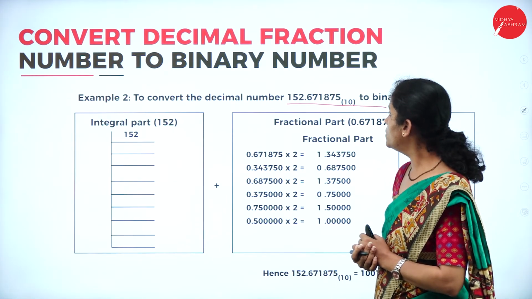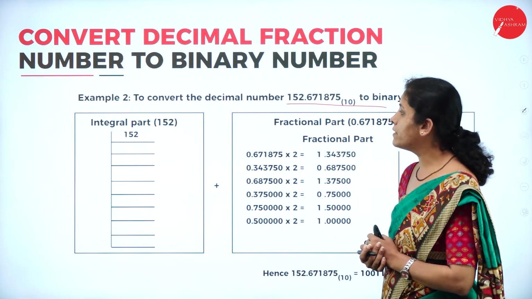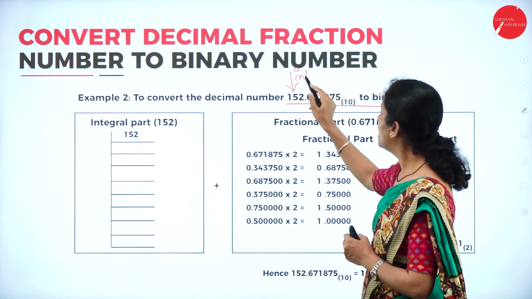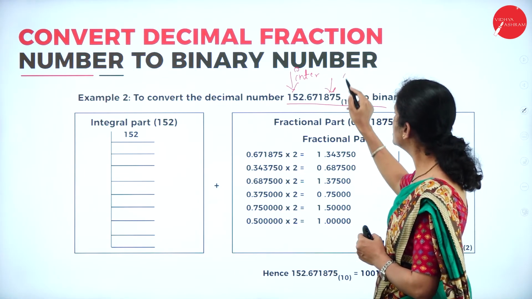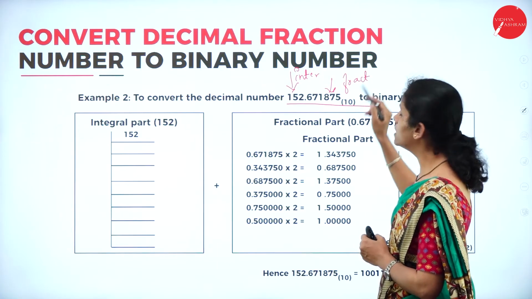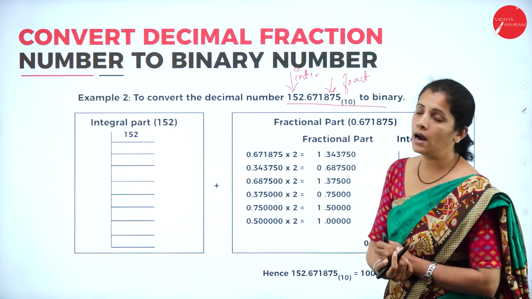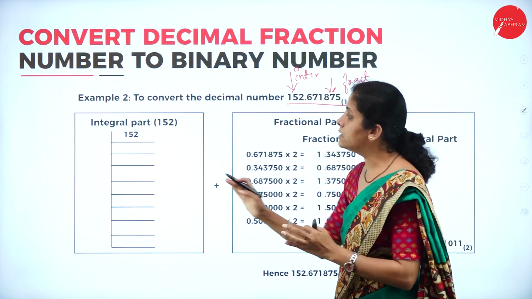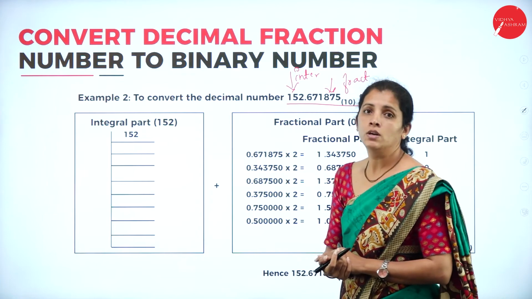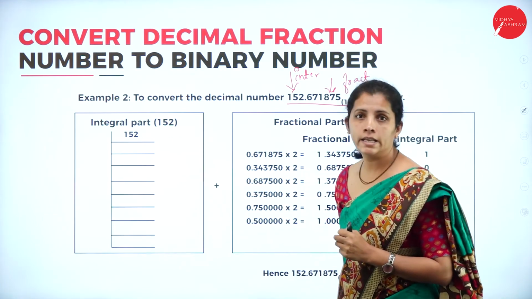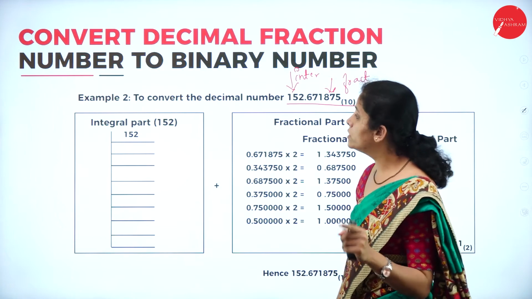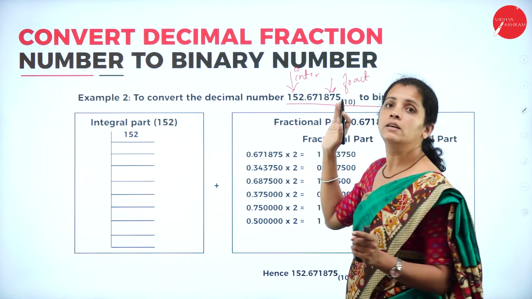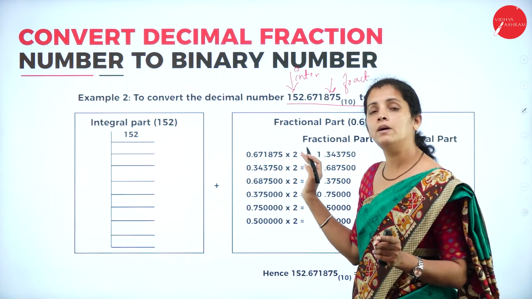Now I'm going to have another example here, that is 152.671875. So here I have an integral part as well as a fractional part. What I want to do is consider the integral part first, and how am I going to find the solution for it? For that, I'm going to divide that number by 2. And what about my fractional part? Here, I'm going to multiply that number by 2.